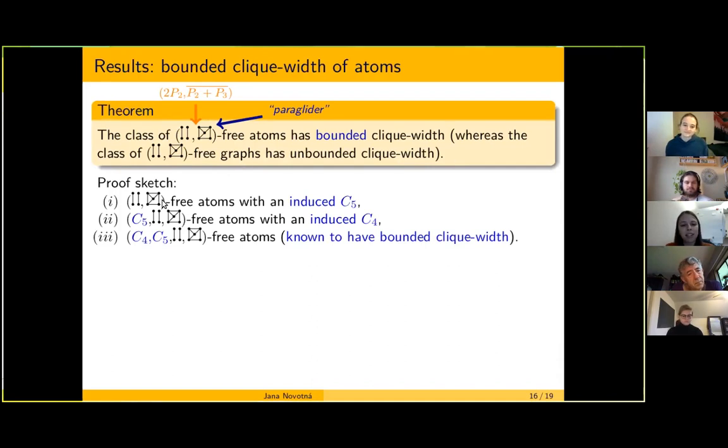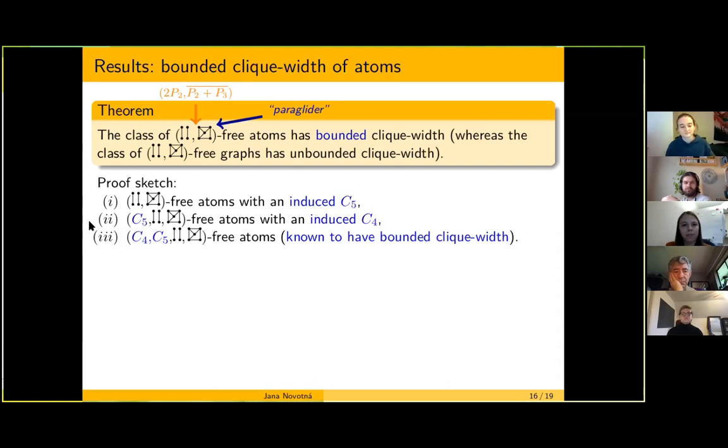So in the first case, we assume that our graph contains an induced cycle on 5 vertices. If that's not the case, then we can assume that our graph is additionally C5-free. And again, we split it into 2 possibilities. Such a graph contains an induced cycle on 4 vertices. And if it's not the case, then our graph is additionally C4, C5-free, and such a graph is known to have bounded Clique-width. So we need to solve these 2 cases.